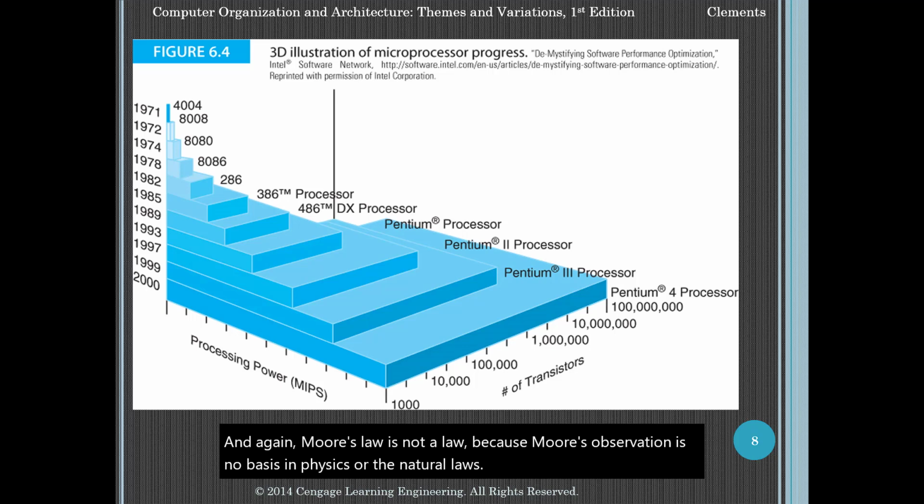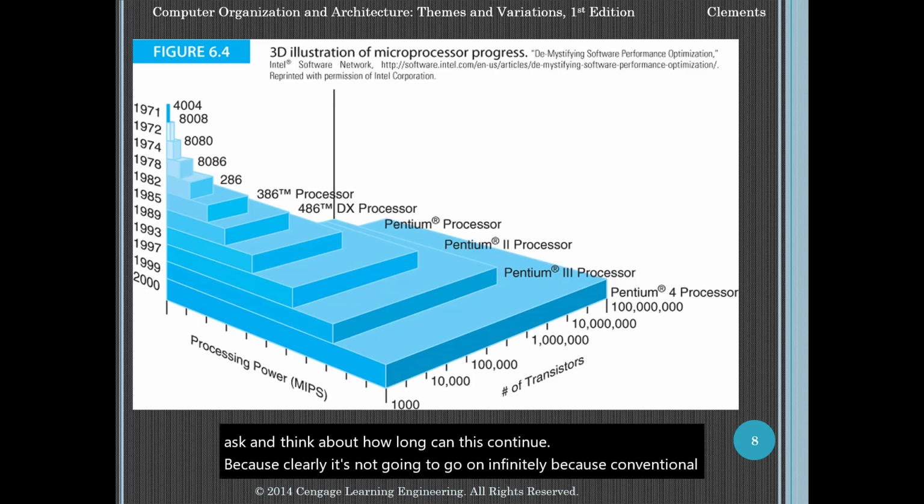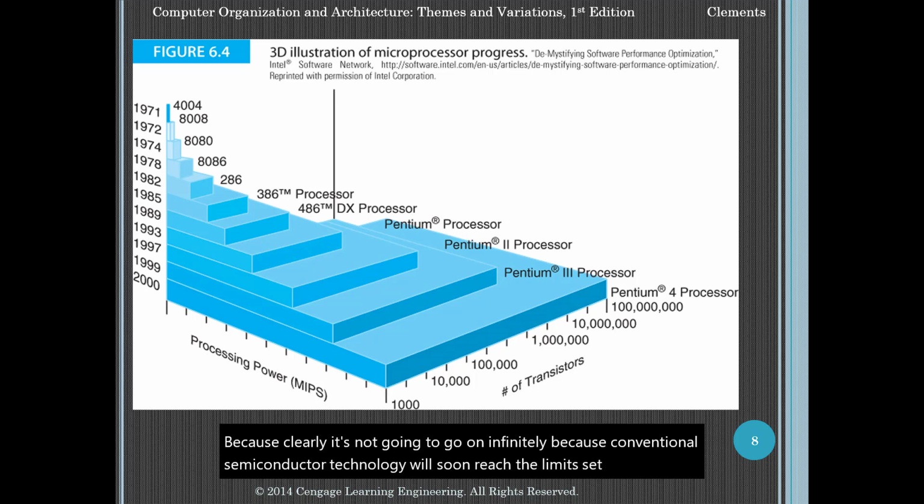It really should be renamed Moore's luck, because it represents the longest winning streak in history, for the fact that he made such an observation and then consequently it continued. But it is natural to ask and think about how long can this continue? Because clearly it's not going to go on infinitely, because conventional semiconductor technology will soon reach the limits set by the atomic structure and the matter of limits set by quantum mechanics.